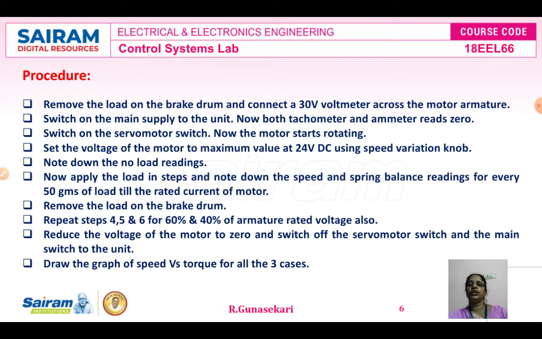Now remove the load on the brake drum. Repeat the steps 4, 5 and 6 for 60% and 40% of the armature rated value. Now reduce the voltage of the motor to 0 and switch off the servo motor and main switch. Now we draw the graph between speed versus torque for all the three cases. That means first 100%, then 60%, then 40% of the armature rated voltage.